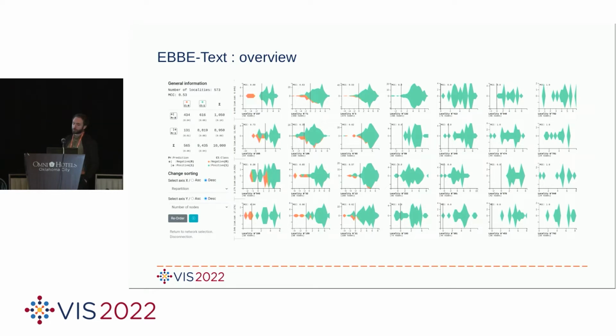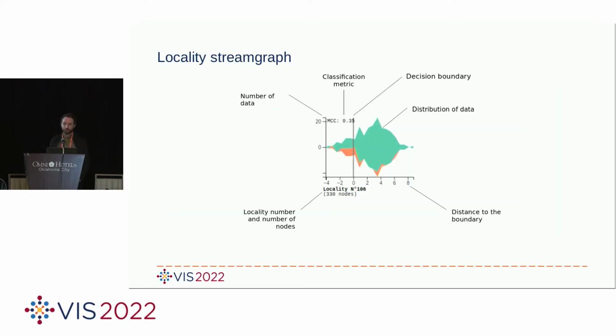In this overview, users can order localities to explore the text representation space and find localities that are relevant to analyze. Each string graph represents a locality and gives information about the distribution of data around the decision boundary, the gray line in the view. It also gives information about the quality of the classifier in this locality and the number of elements in this locality.